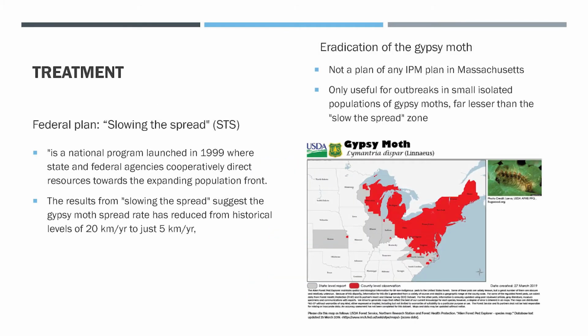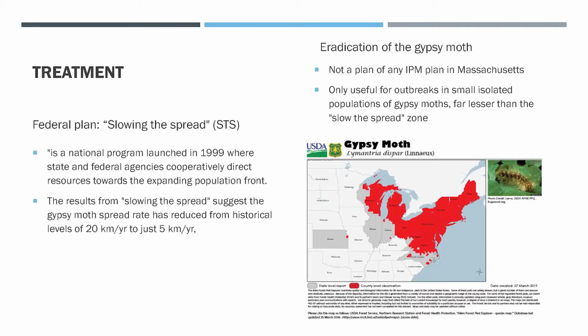So now on to the treatment plan. The federal plan is slowing the spread, a national program launched in 1999. Eradication of the gypsy moth in Massachusetts is not a goal of any IPM plan that I know of. Eradication as a goal is only useful for outbreaks in small isolated populations of the gypsy moth.